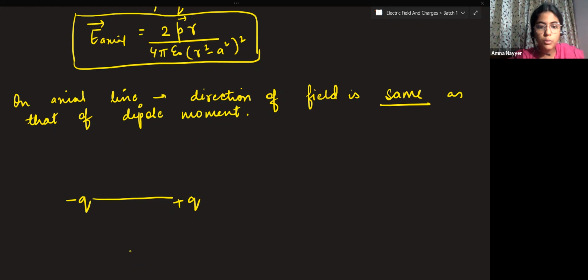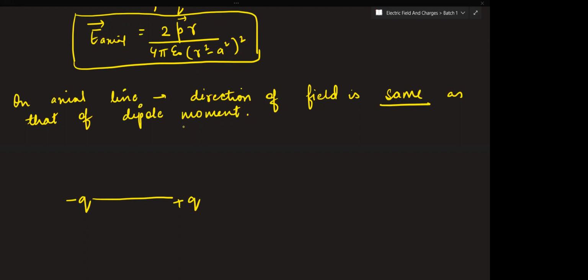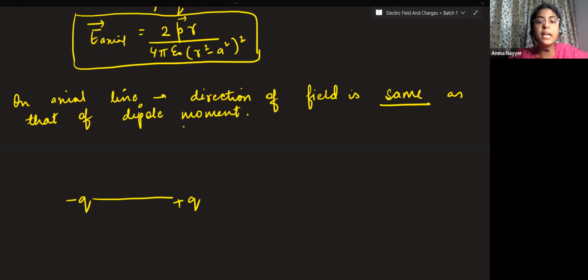Josefa, Memuna, you both have not responded. Hania? Okay, what is the direction, Hania? From which charge do you say? From which charge to which charge? Positive to negative or negative to positive? Positive to negative.